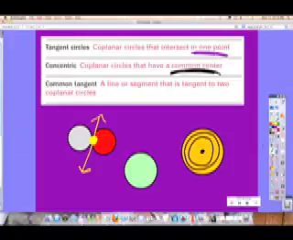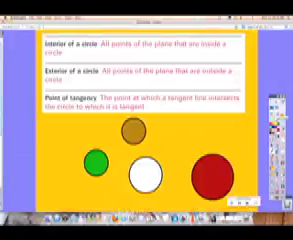Alright, last four vocab. Interior. Guys, what does interior mean? Inside. So it's everything inside the circle. So however you want to write that. What does exterior mean? Outside. So everything outside of the circle. So just remind yourself, interior, inside, exterior, outside.